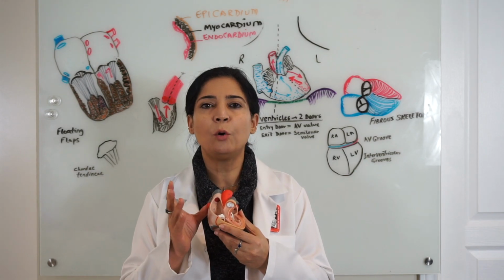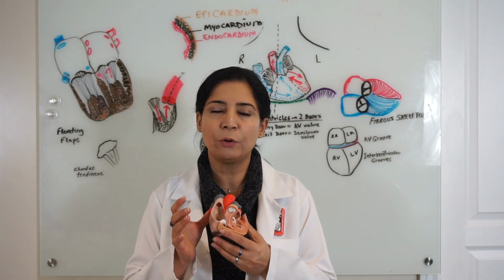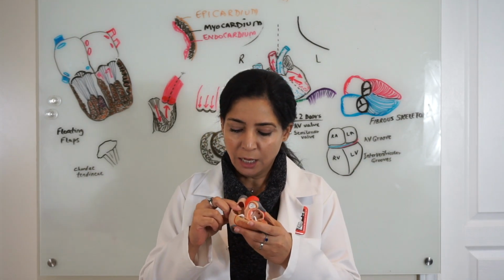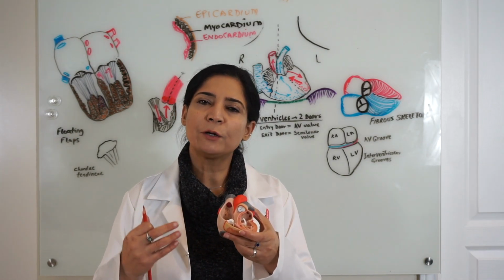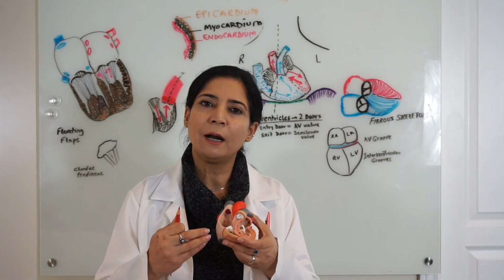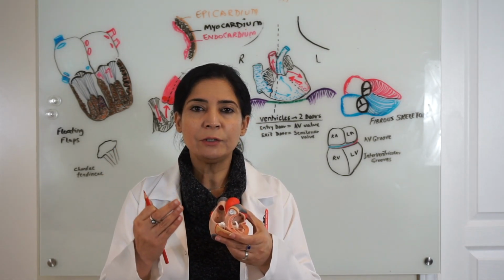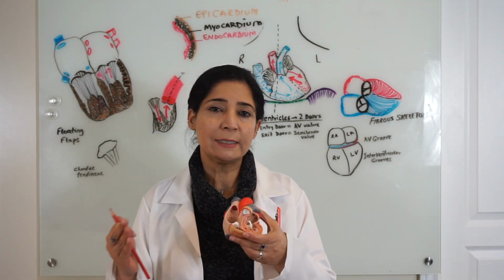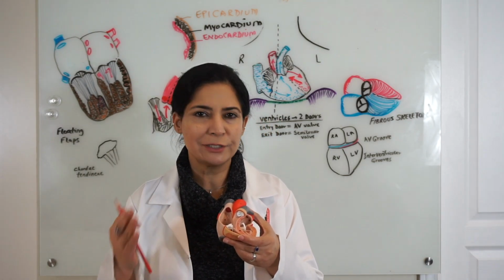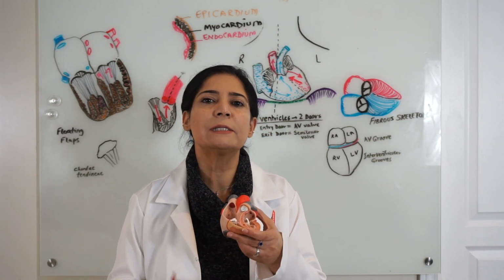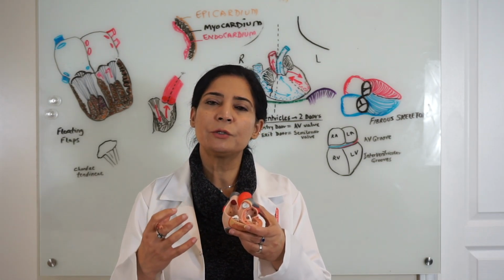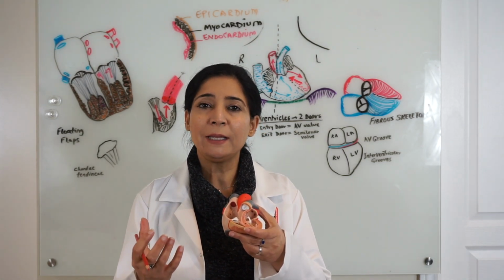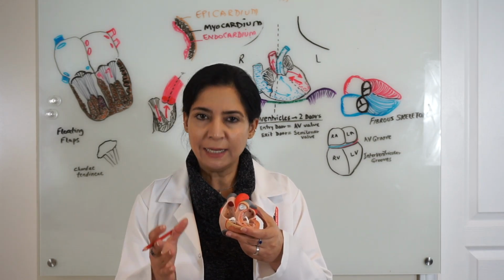The structures which are opening in the right atrium, or the right atrial cavity, are the three veins, because veins are bringing deoxygenated blood back towards the heart, and the right side of the heart is carrying deoxygenated blood, as I have mentioned previously as well. So the right atrium is the receiving chamber. It is going to receive the openings of the three veins.